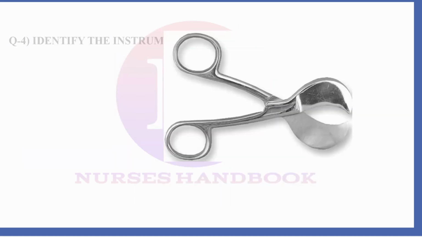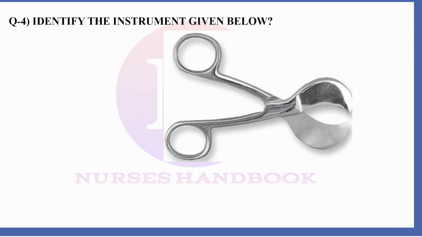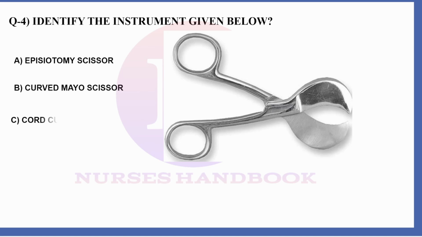Question number 4. Identify the instrument given below. Option A, episiotomy scissor. Option B, curved Mayo scissor. Option C, cord cutting scissor. And option D, Mayo dissecting scissor. And the correct answer is option C, cord cutting scissor.